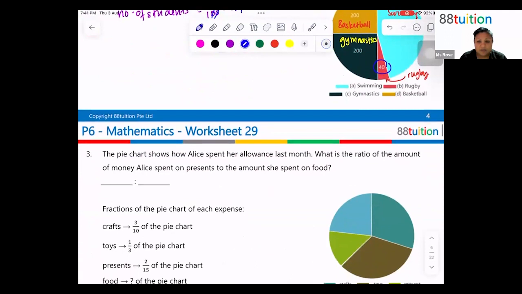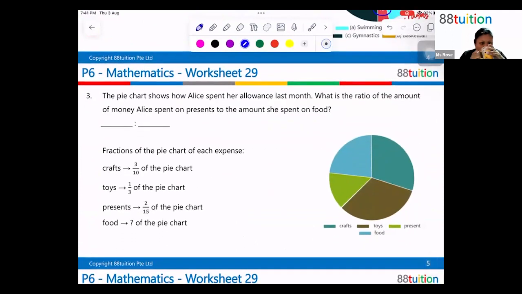Okay, now question 3. What do we have here? So this is now in fractions. If they are in fractions, what does that mean? That means the total must add up to give you one whole, so we need a common denominator. Yes. What is the common denominator of 10, 3, and 15? Because they must add up to give you one whole. The common denominator of 3, 10, and 15 is 30. So that's 9 over 30.